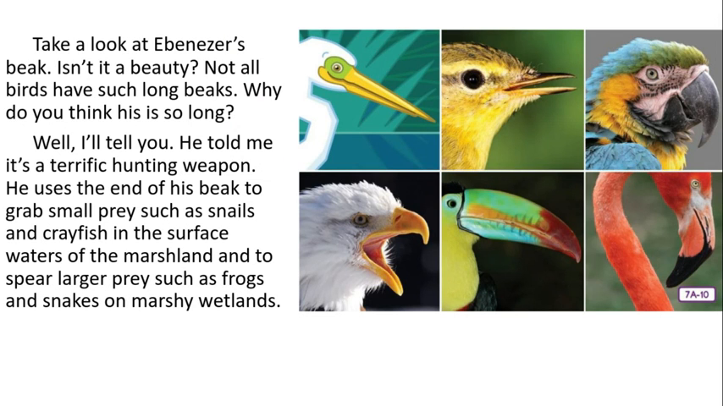Take a look at Ebenezer's beak. Isn't it a beauty? Not all birds have such long beaks. Why do you think his is so long? Well, I'll tell you. He told me it's a terrific hunting weapon. He uses the end of his beak to grab small prey such as snails and crayfish in the surface waters of the marshland, and to spear larger prey such as frogs and snakes on marshy wetlands.